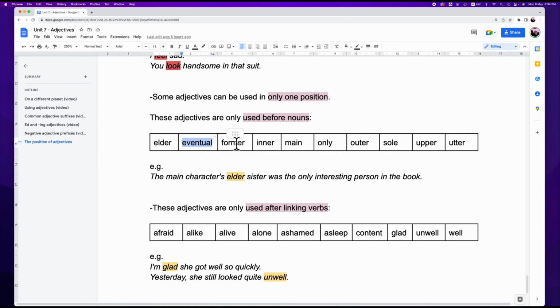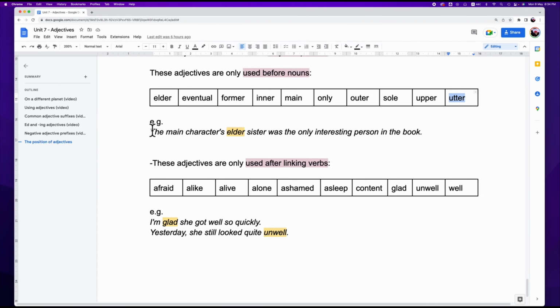Elder, eventual, former, inner, main, only, outer, so-called, upper, other. For example, the main character's elder sister. We can't say sister elder, or the sister is elder. She was the only interesting person in the book. So elder is one of them.